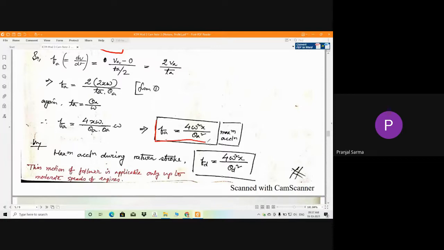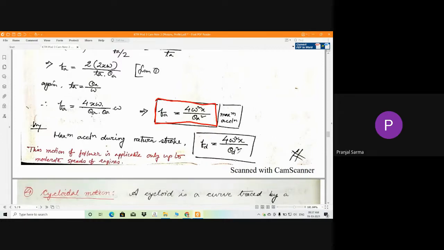Okay, and that is 4 omega square x divided by theta a square. This is for the ascent stroke or the rise stroke. A similar expression is valid for the return stroke also, but we have to replace theta a with theta b.